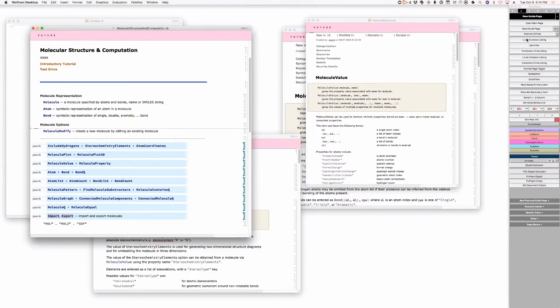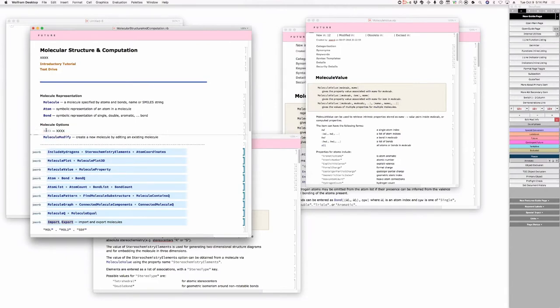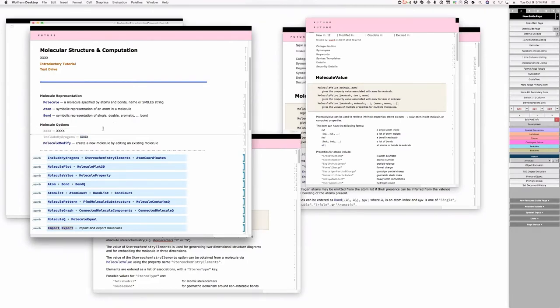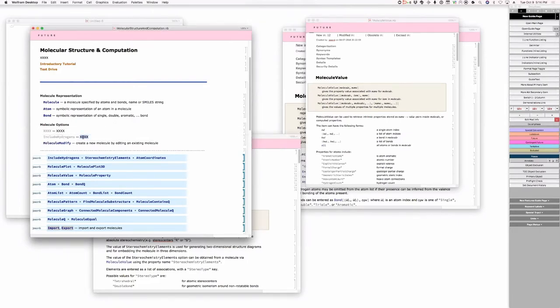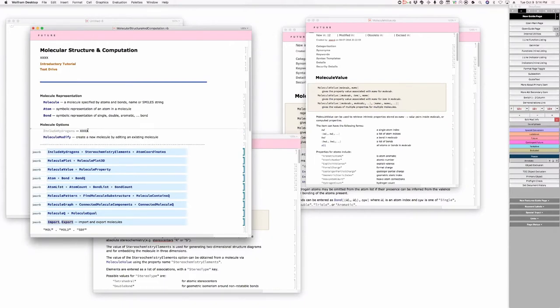Okay, so here we would have include hydrogens. Now, what's that for? Is that only for output or is that for input also? Do you understand my question? Right. So it's for representation. It's a constructor option. You give it and what you get back doesn't have that option in it anymore, if that answers. Okay. So what should this say?